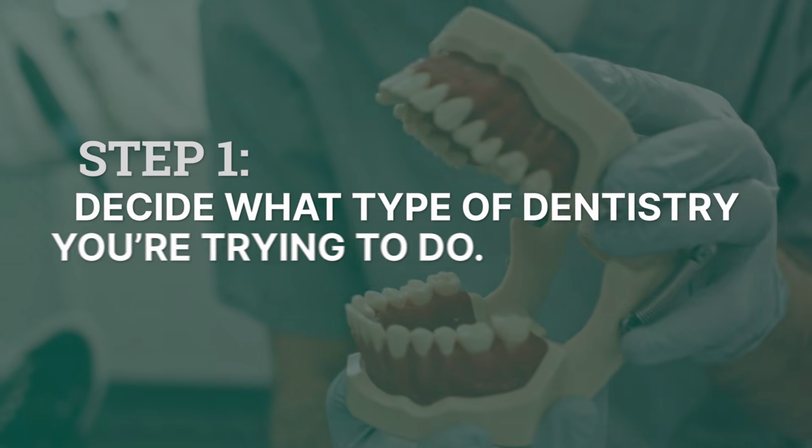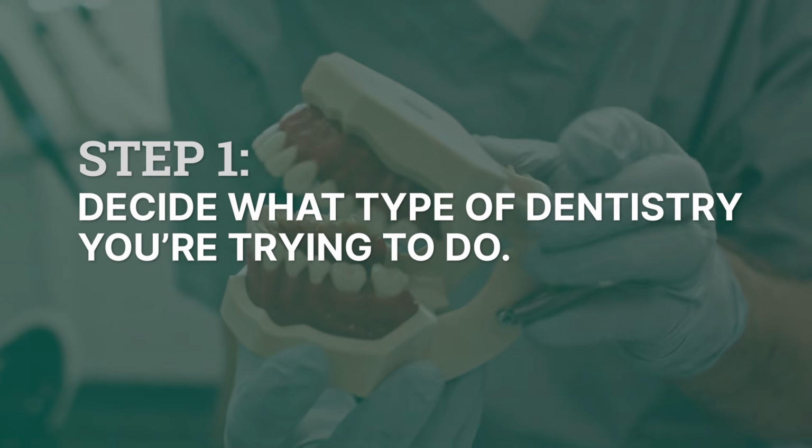Step one is you got to decide what type of dentistry you're trying to do. And for me, the best way to do this was I just looked at the dentistry I was already sending out, and I went to the lab and I said, how do we do this? What products do you need? What equipment do you need? And most labs will tell you, most salespeople will tell you what you need. And I started making a list.